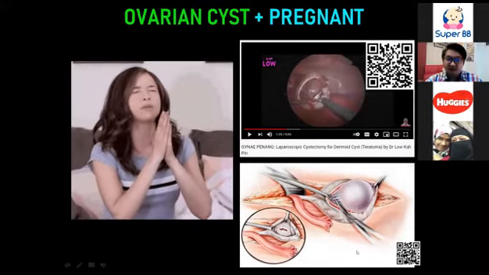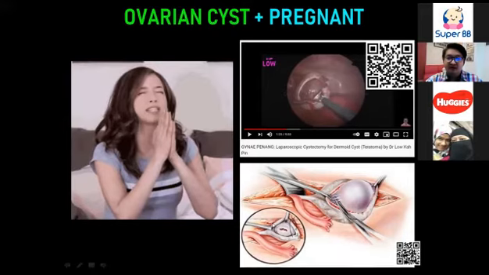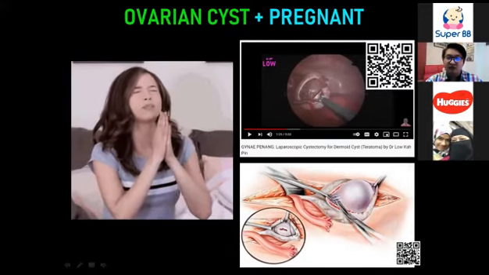Okay? So you can see from here, this is one of the open surgeries where this is the ovary and this is the cyst. And then the removal of the cyst and suture the remaining of the ovary together. Right? Okay.